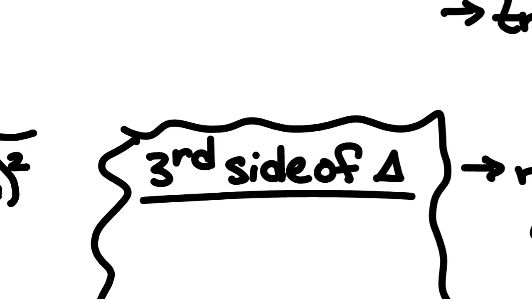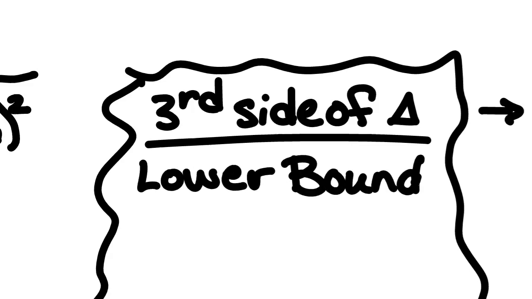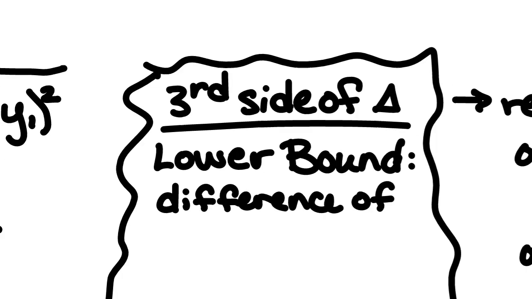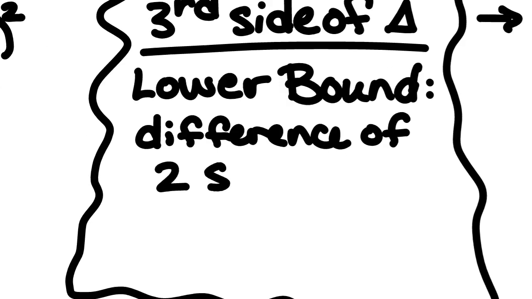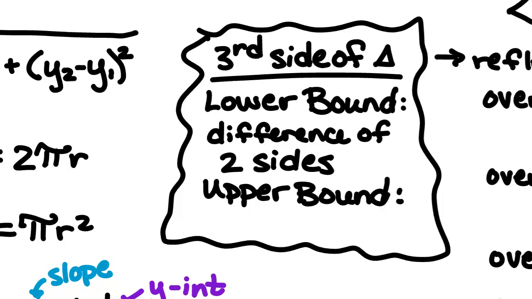Third side of triangle. Lower bound, difference of the two sides. Upper bound, sum of two sides.